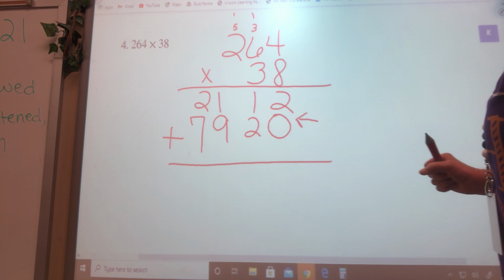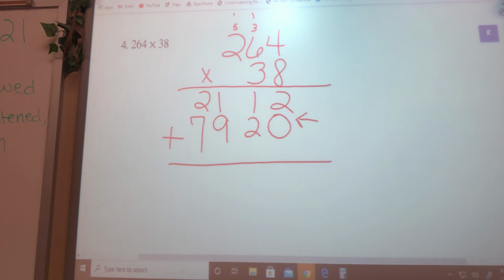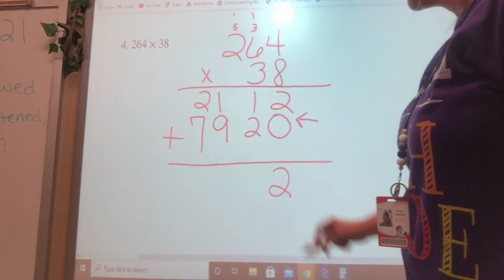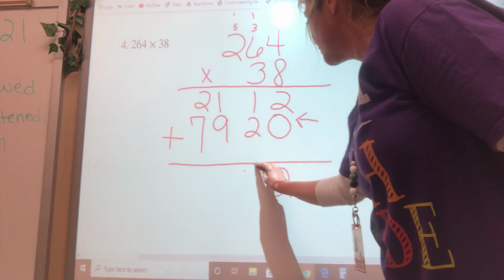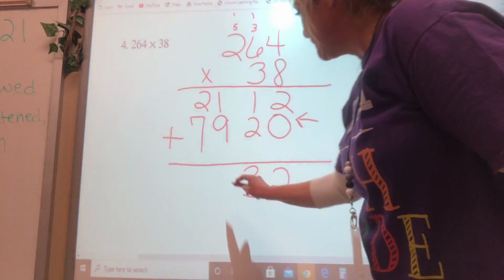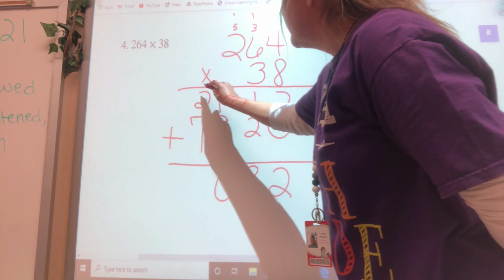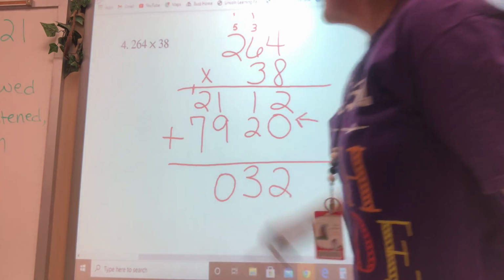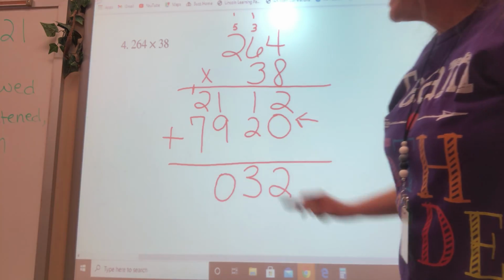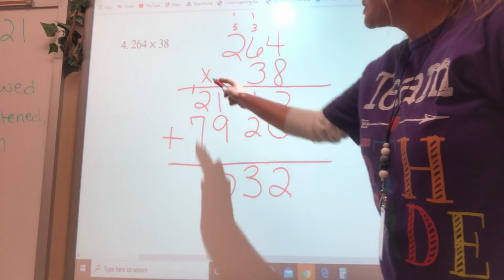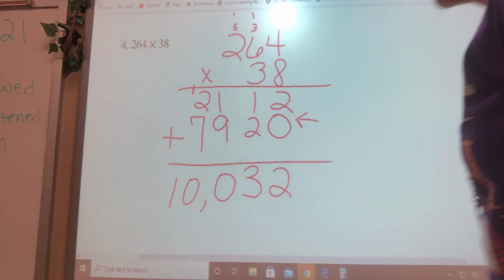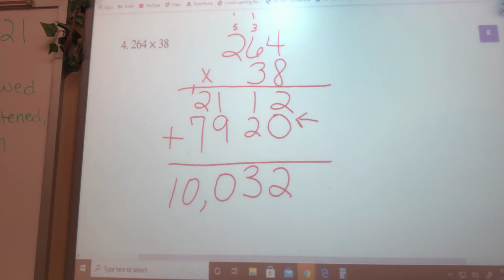Okay? Now, 2 plus 0 is 2. 1 plus 2 is 3. 1 plus 9 is 10. So I put my 0 and carry my 1. I don't carry it up here because now I'm just adding down here. 2 plus 7 is 9, plus 1 is 10. So my final answer is 10,032.